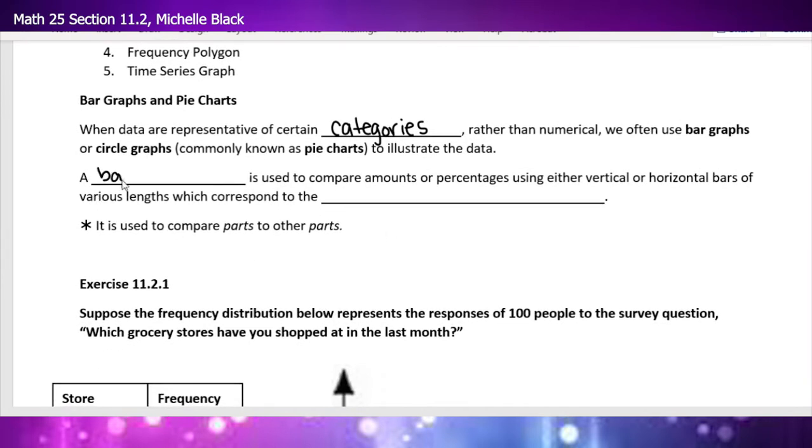A bar graph is used to compare amounts or percentages using either vertical or horizontal bars of various lengths which correspond to the amounts or percents. A bar graph is used to compare parts to other parts. So you can look at individual bars on your graph and compare them to each other.